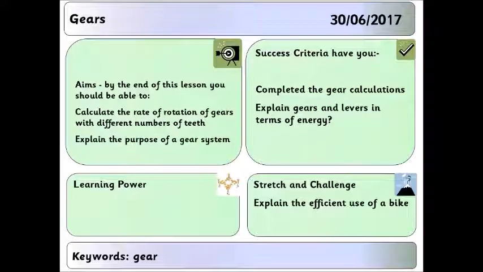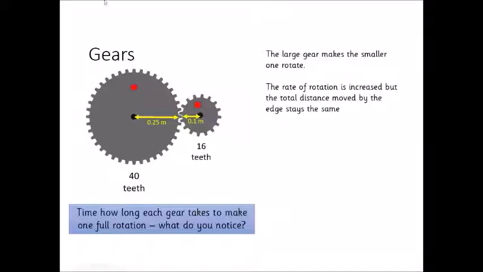Okay, this is just a little quick lesson on gears, which is new on the specification. Another way of transmitting forces is by gear. You can see what we've got here is a big gear wheel. The big gear wheel's got 40 teeth on it, and a small gear wheel with 16 teeth.